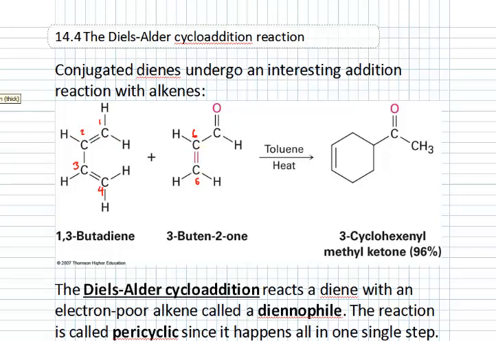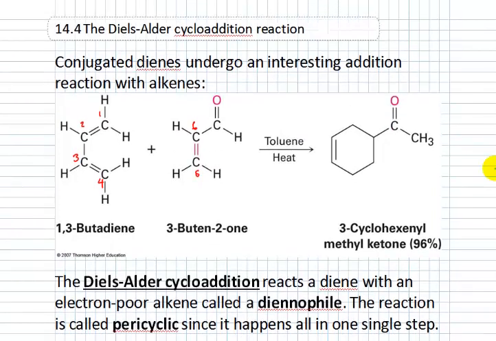And what's actually going to happen is a new carbon-carbon bond will form between 4 and 5, and between 1 and 6. Just like that. So our product ends up being a 6-membered ring. 1, 2, 3, 4, 5, 6. That's why it's handy to do that numbering.